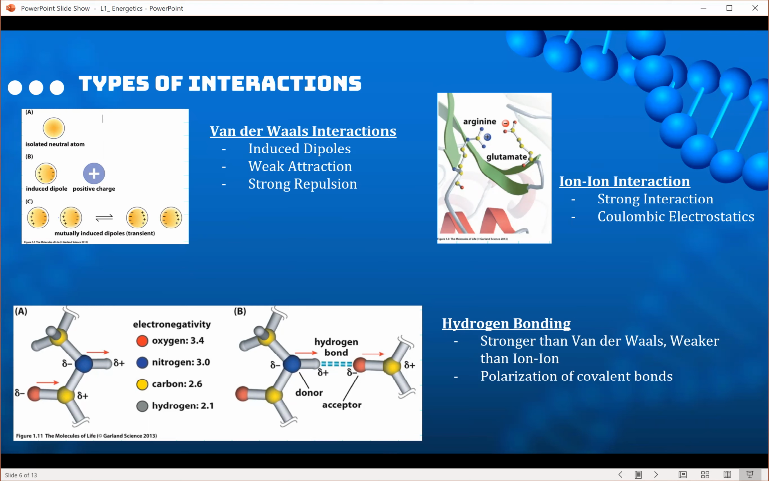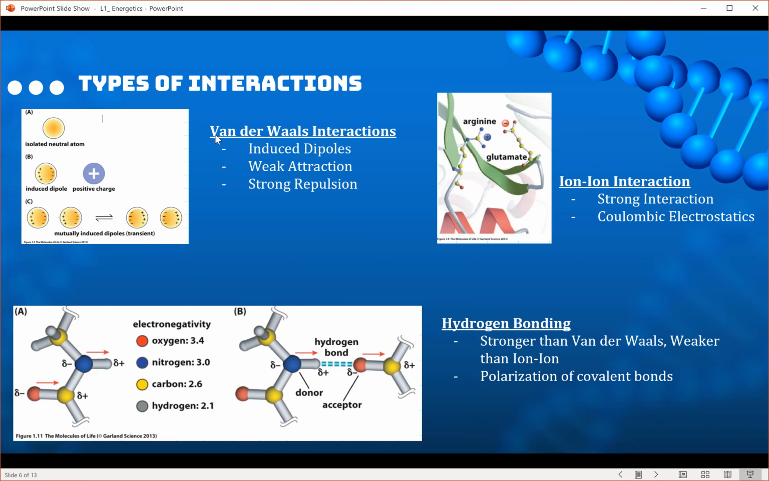So van der Waals interactions are defined by weak attractions and strong repulsions, meaning that individually their attraction is rather weak, but they have strong repulsion when they get too close. And we'll look at some Morse potential energy diagrams in a bit that explain this in more detail.